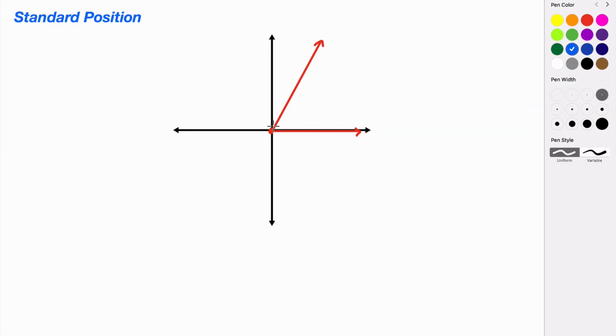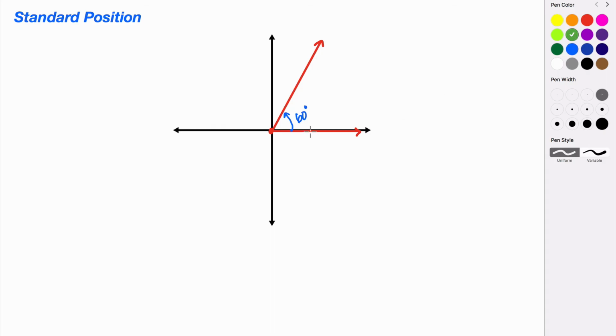Now, when you're drawing an angle, in order for us to indicate that this is a 60-degree angle, we know that it's 60 degrees in the positive direction. So we start at the initial side, and then we indicate that it's moving in a positive direction with this arrow. And then if we wanted to give it its measure, we could write the measure in degrees there.